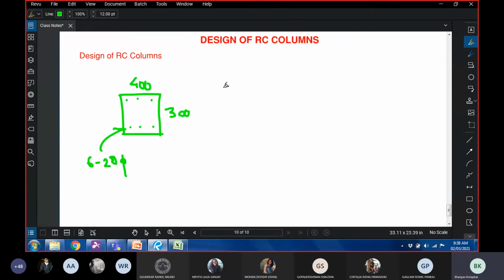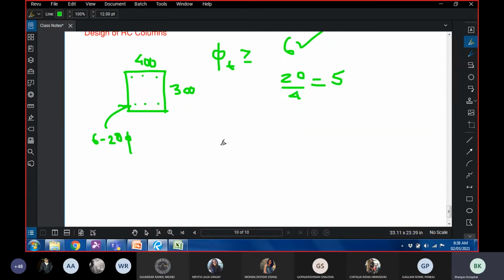In that case, as per our first criteria, the diameter of the stirrup has to be greater than or equal to 6 mm or 20 by 4. We have already seen that this is 5, so we'll provide the minimum diameter as 6.